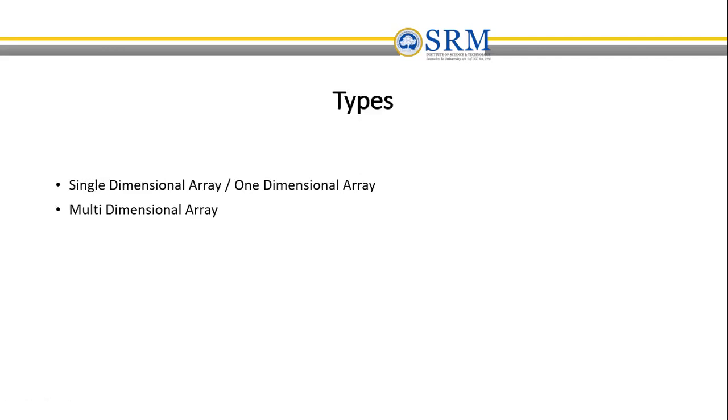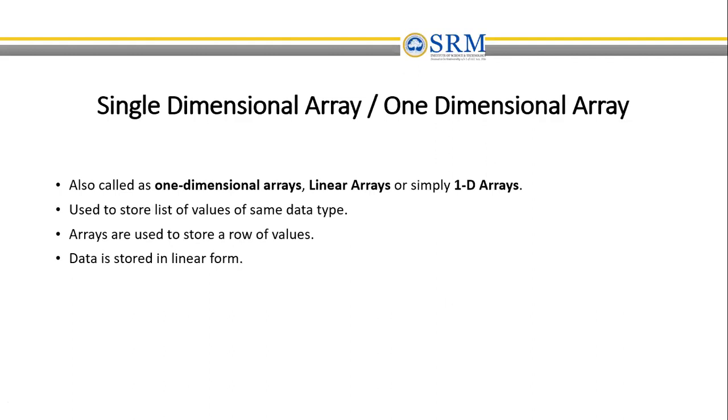There are two types of arrays: either a single one-dimensional array or a multi-dimensional array. A single one-dimensional array is basically called a linear array, or 1D array. Here you can have a list of values of the same data type. Arrays are used to store the values, and here they are arranged in a linear form.